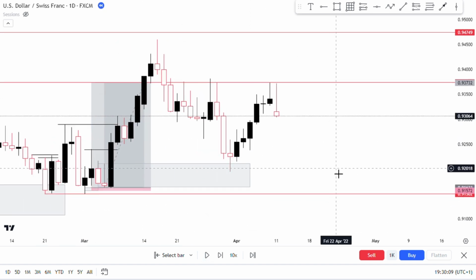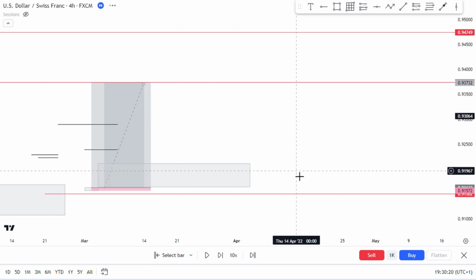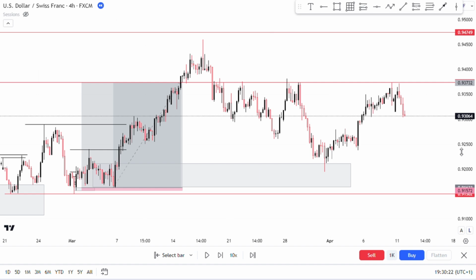It's just the same principle. Once you understand the market, you know exactly where price is going and where price is likely going to respect or not. You can also go down to our 4 hour time frame, just to find a perfect entry.